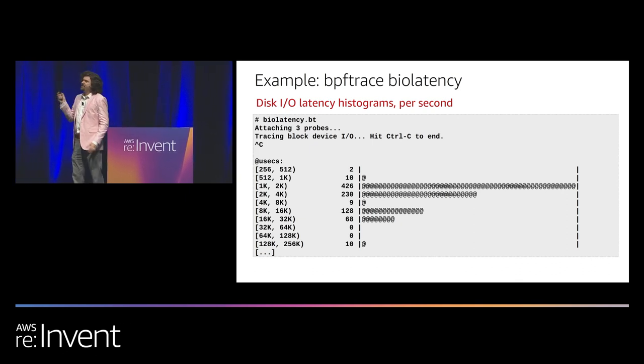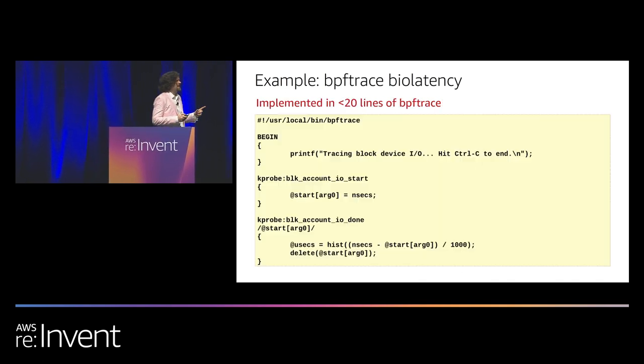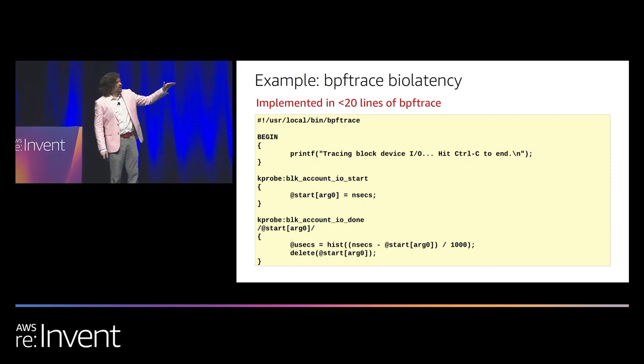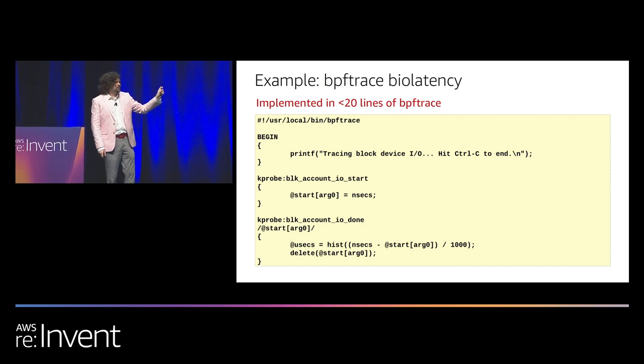To see how that fits together, this is a BPF trace program, bio latency, that shows the histogram of disk latency. And the entire program fits on a slide, which is great. So I record a timestamp when the block account IO start kprobe fires, and then when this other kprobe kernel function fires, I check if that timestamp's been recorded, and then I can do a histogram.